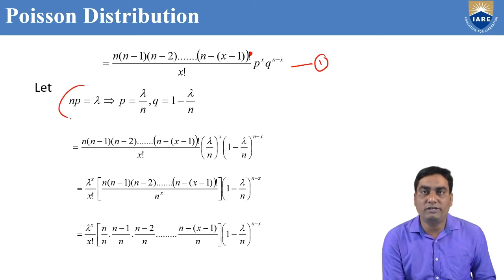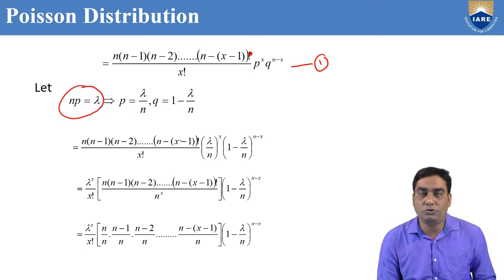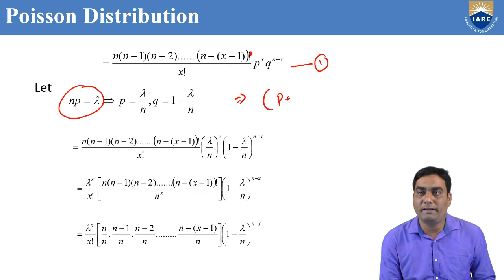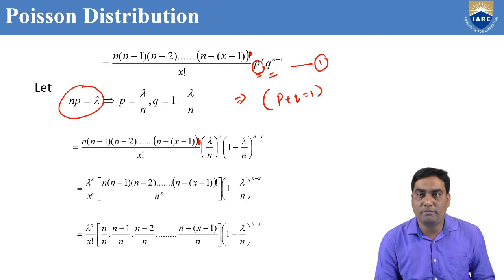Now, take the third condition from the conditions I told you: np equals lambda. From this we can write p equals lambda by n, and q equals 1 minus lambda by n, because p plus q equals 1. Substitute this p value and q value. What happened? n(n-1)(n-2) up to n-(x-1), by x factorial. In the place of p, we replace (lambda by n) whole power x, and in the place of q, (1 minus lambda by n) whole power n-x.